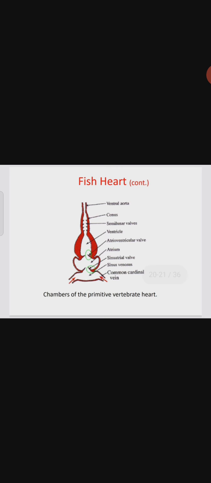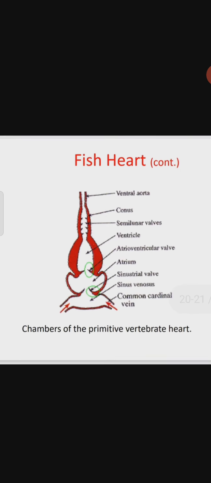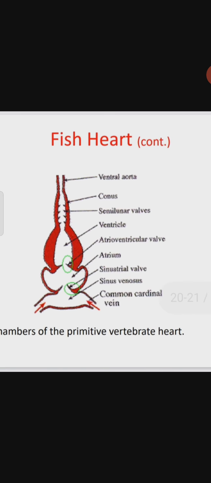This is actually the fish heart, where first you see all the parts that we call the common cardinal vein, sinus venosus, sinoatrial valve, atrium. Atrium means auricle. The atrioventricular valve is present in between the atrium and ventricle. Then next is the ventricle, semilunar valve, conus, ventral aorta. So these parts are present in the shark heart.